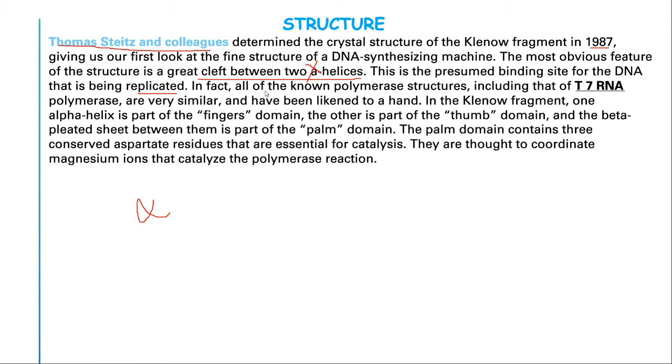In fact, all of the known polymerase structures, including the structure of T7 RNA polymerase, are very similar and have been likened to a hand. So our hand contains fingers, a thumb, and a palm. So we can guess that the structure of DNA Pol also has those domains.